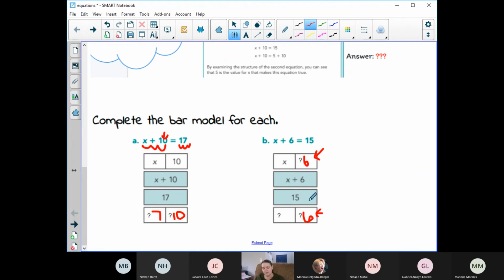So we know something plus 6 equals 15. What is that missing value? What plus 6 gives me 15? Any questions about that one? Or about how to use a bar model to solve an equation? All right. Let's take a look at your assignment.